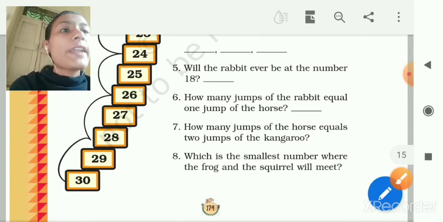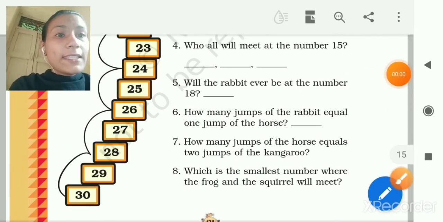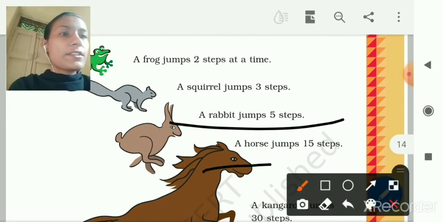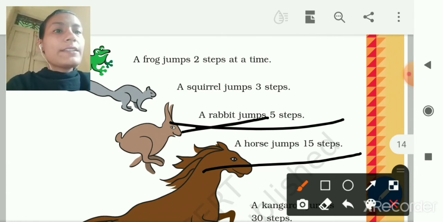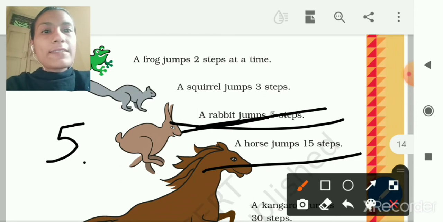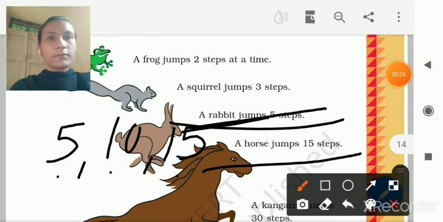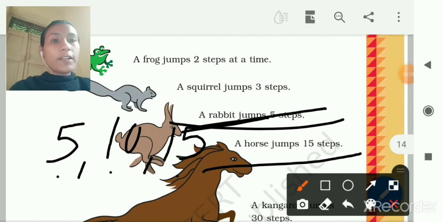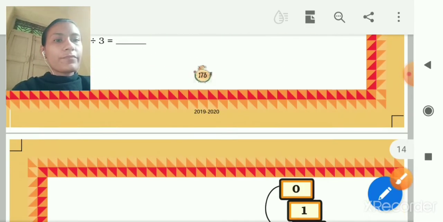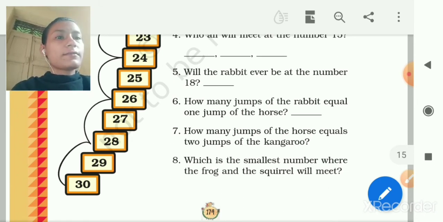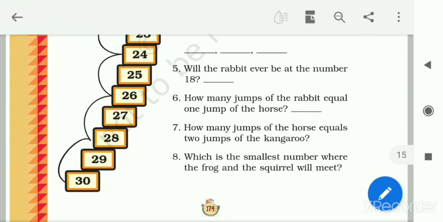Then how many jumps of the rabbit equal 1 jump of the horse? A rabbit jumps 5 steps at a time and a horse jumps 15 steps. So the rabbit takes how many steps? First jump on 5, second jump on 10 and third jump on 15. So 1, 2 and 3. 3 jumps. So the rabbit takes 3 jumps to cover 15 steps. So 3 jumps of the rabbit equal 1 jump of the horse. So you can write here in your textbook.